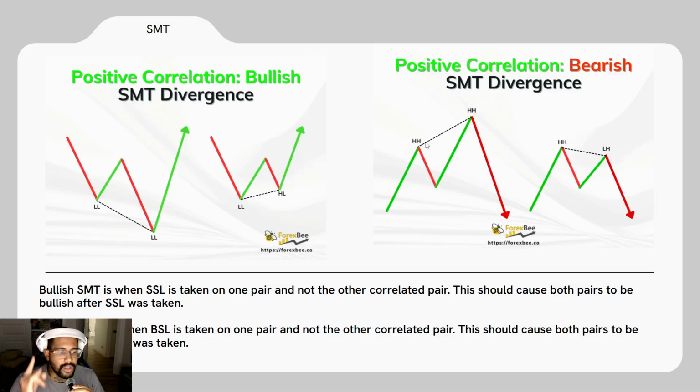It only works on correlated pairs. There's no SMT divergence between NASDAQ and, like, NZD USD or something, like NZD CHF. There has to be correlating assets. When you look at S&P and Nasdaq, they move exactly the same. So when there's a divergence, that's a good clear sign that something's happening and that we should pay attention, and our trade might have a better chance of working.